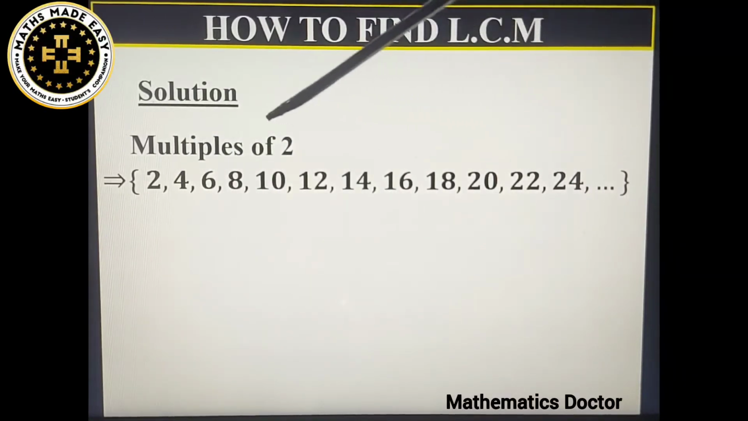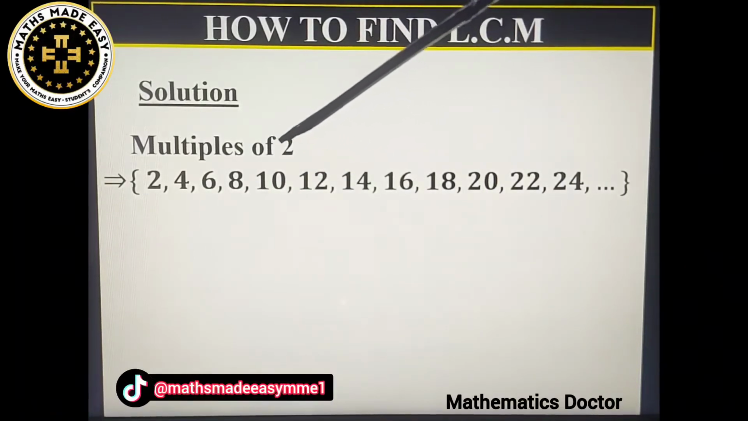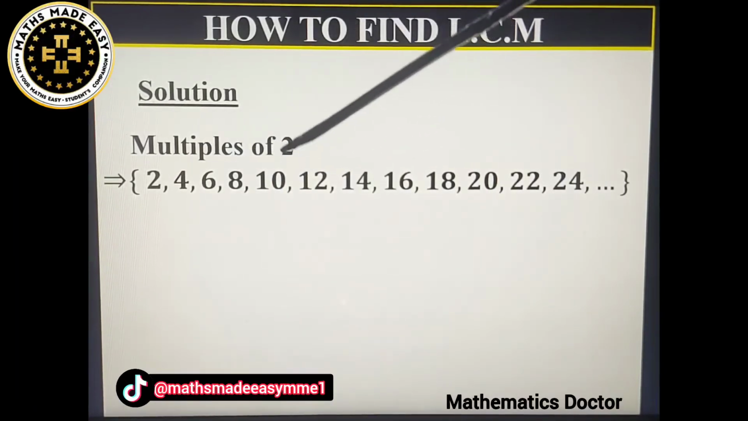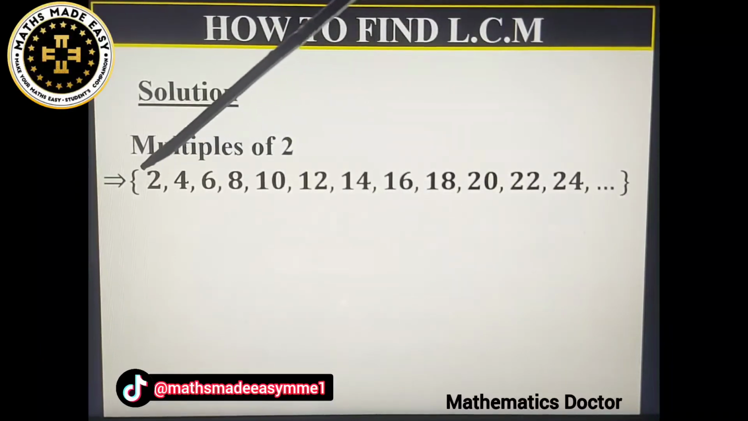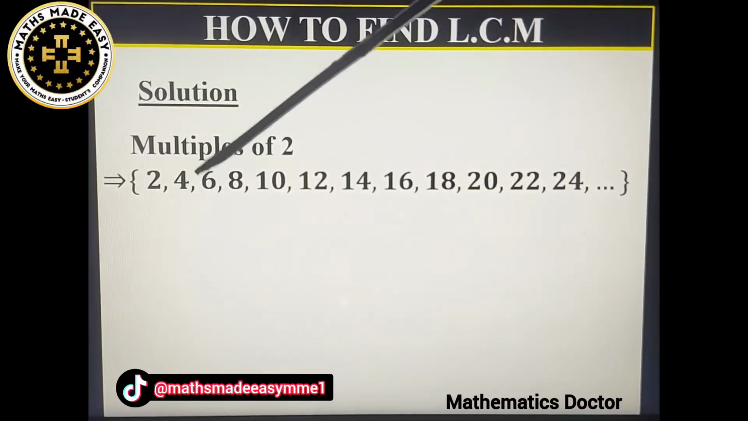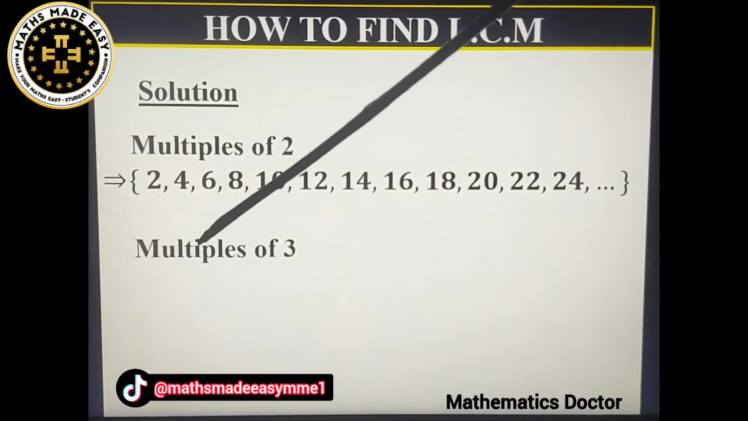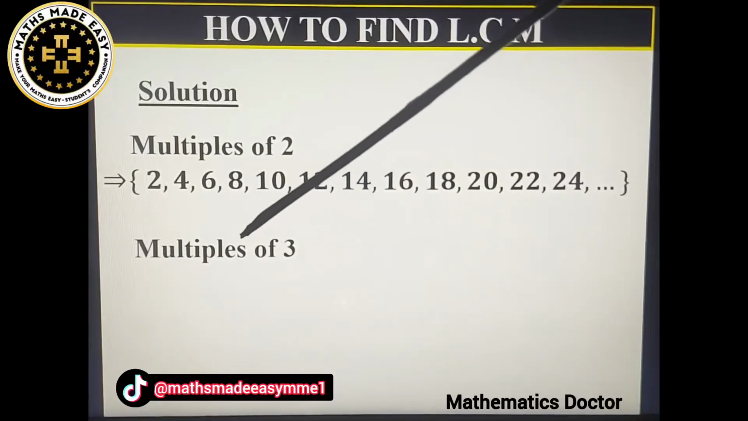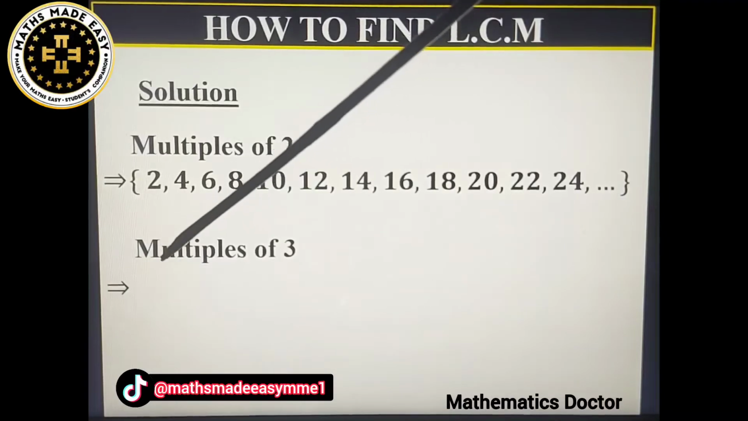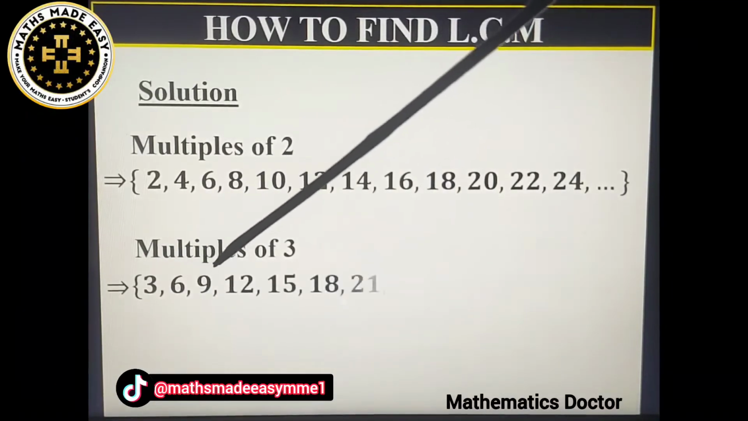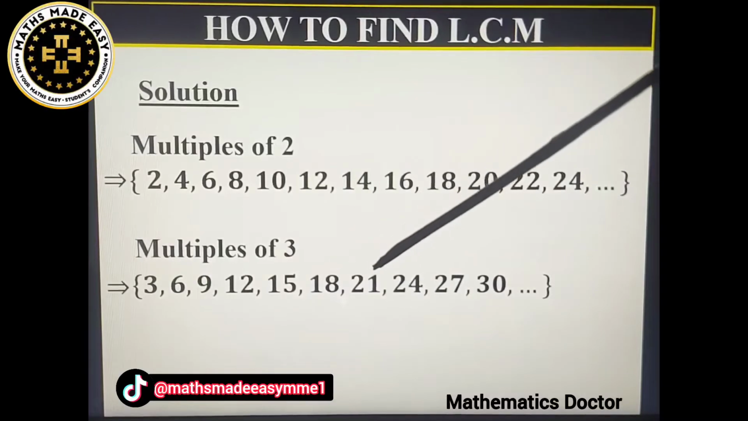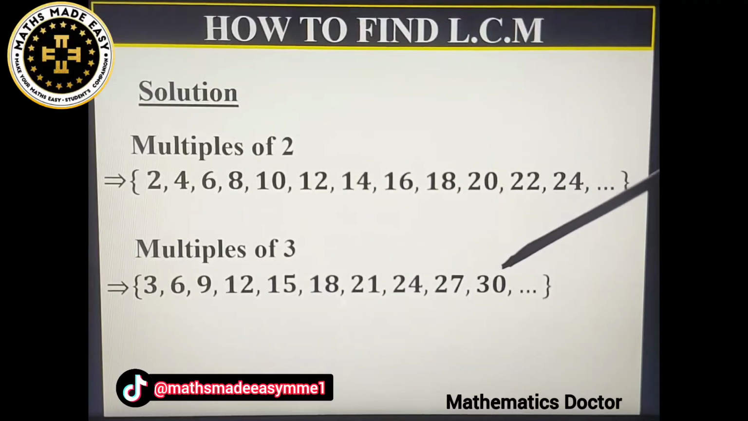Another way you can also get the multiples of 2 is by adding 2 to itself till you get the numbers you want. So this 2 plus the first number 2 will give us 4. Now 4 plus 2 will give us 6. 6 plus 2 will give us 8, and so on. So these are the two methods for finding multiples of a number. Let us now find the multiples of 3. The same procedure applies. The multiples of 3 will be 3, 6, 9, 12, 15, 18, 21, 24, 27, 30, and so on.